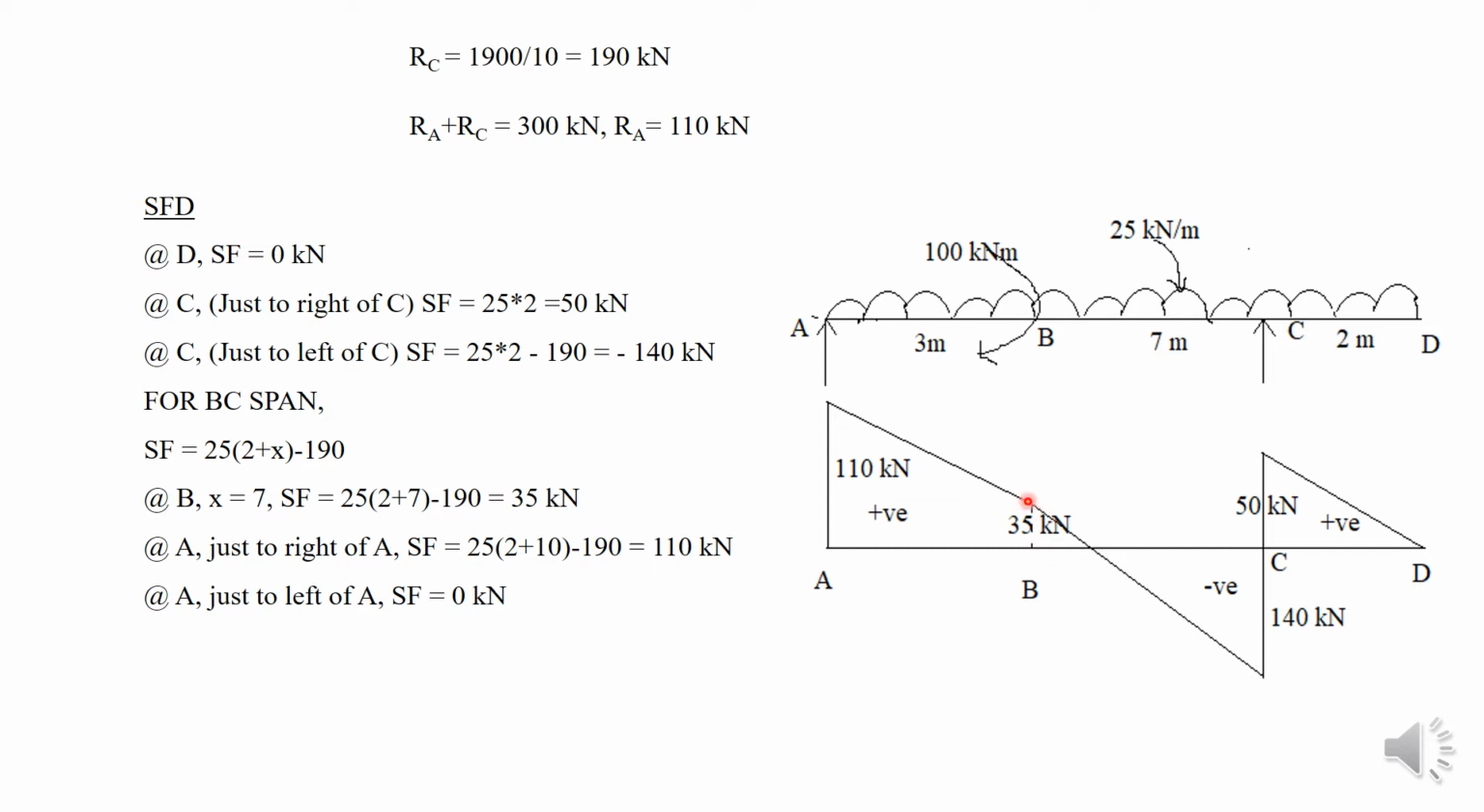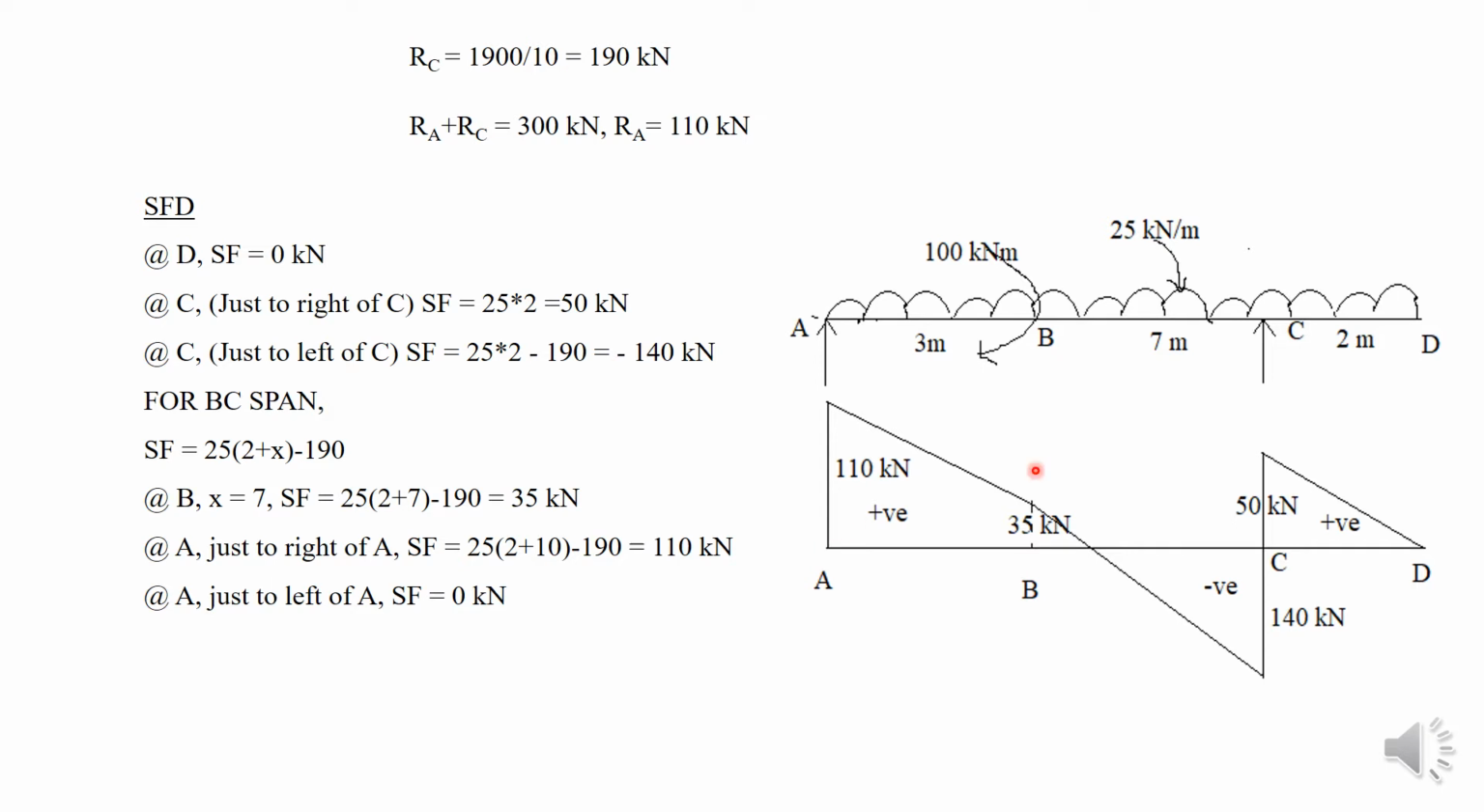Then calculate the value of shear force at B. For the BC span, considering the section line, the value of shear force at B will be 35 kilonewton. So drop a line between this 35 and minus 140, and you have the values of shear force at B. Then calculate the value of shear force at A by taking a section line at a distance x from B, and you will get the value of shear force at A as 110 kilonewton. Then considering the left hand side of A, which is RA minus 110, the net shear force at A will be 0.